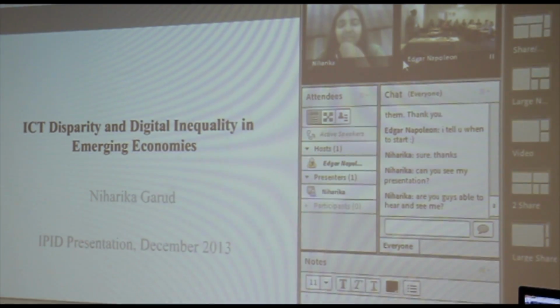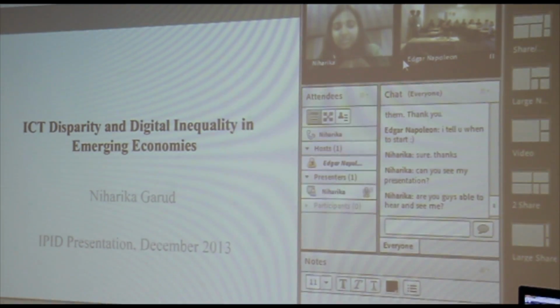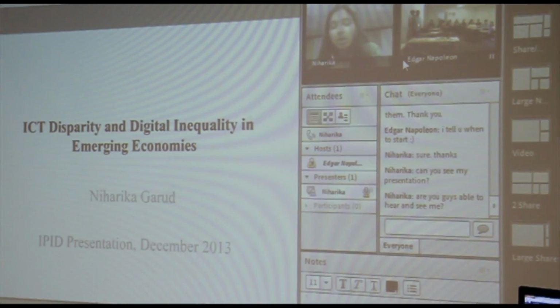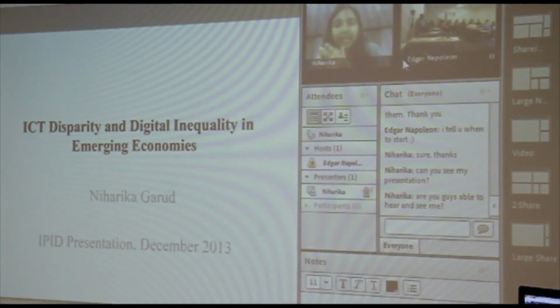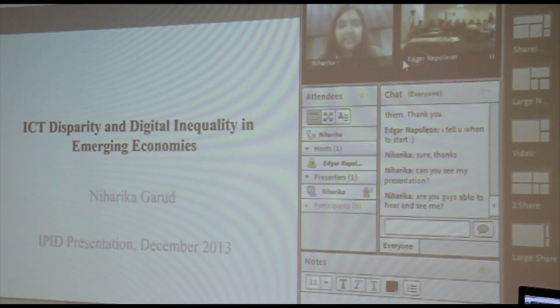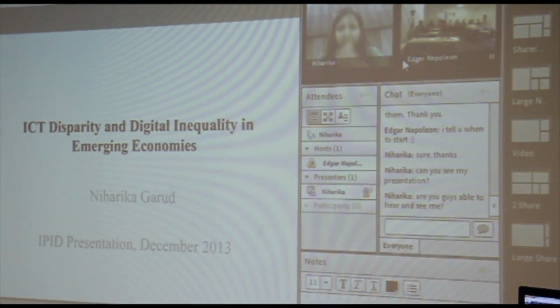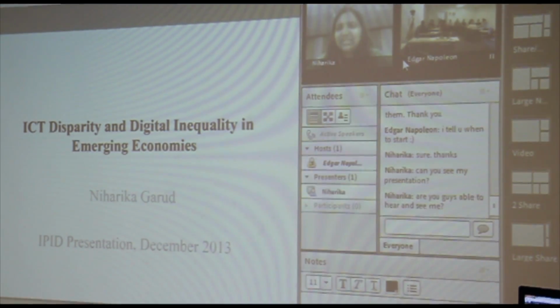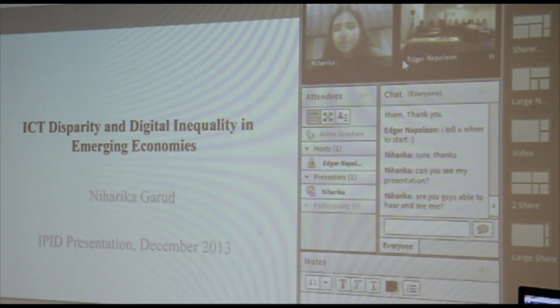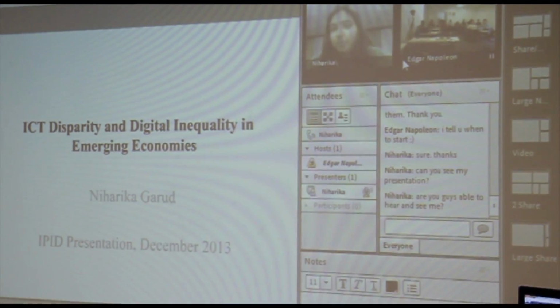Great. So I am a doctoral student here in Bangalore, and my work is on technology innovation and new product development. And my presentation today is focusing on technology innovation and ICT in the field in India, especially from a development point of view.